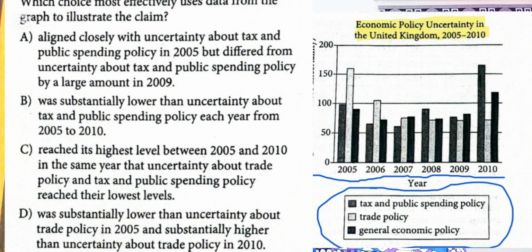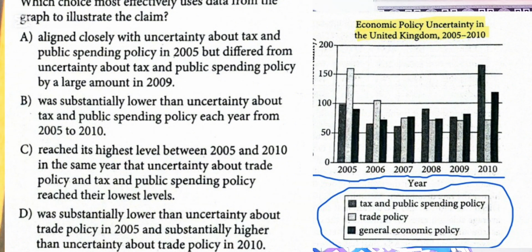It was even way higher at that point. 2005, for example, where general policy was a little high, right? The other policies were even higher. They were not lower, as opposed to what we have in option C. So option C, well eliminated. All parts of option C, very wrong.